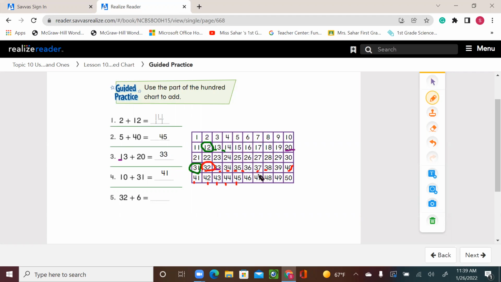So 32 plus 6 equals 38. Remember, you always start after your number. So 32, count the number after 32. So 32 plus 6 equals 38. Let's write this down.